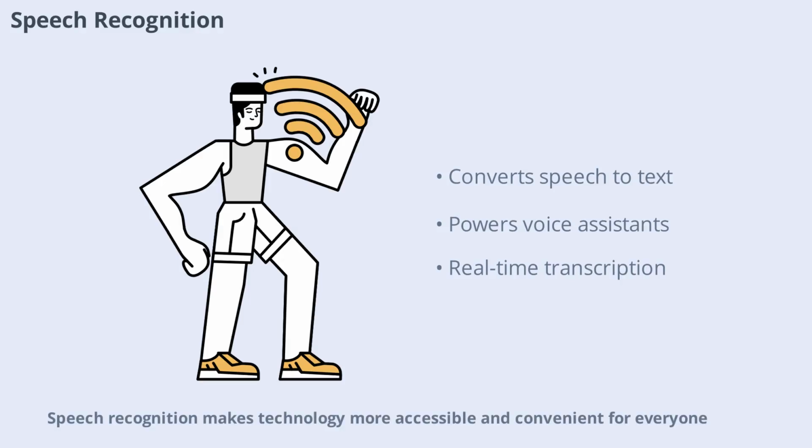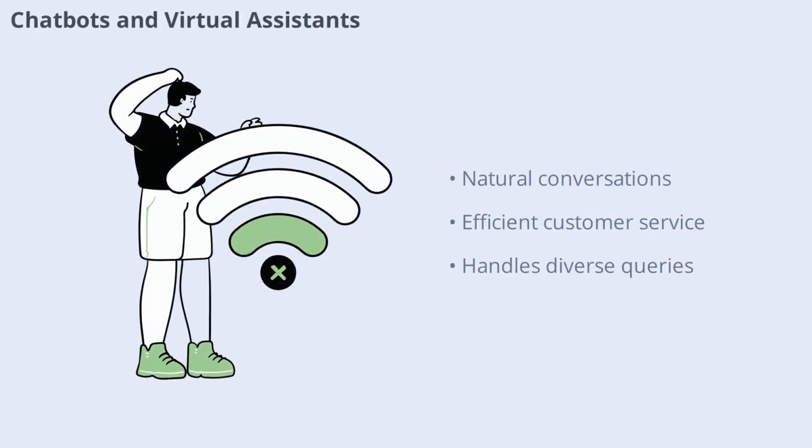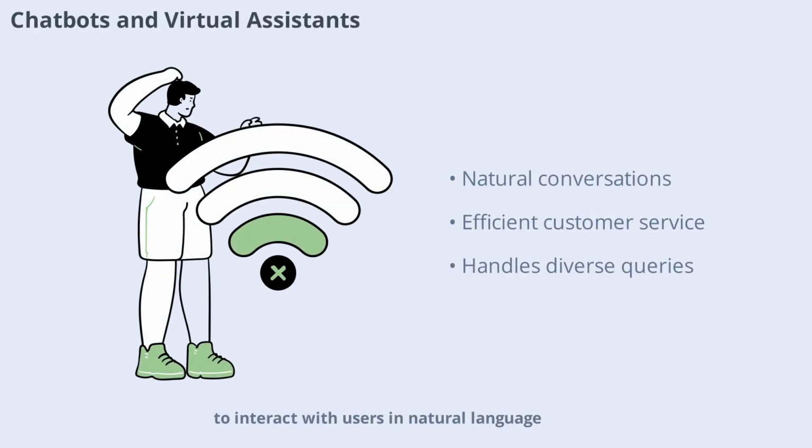Speech recognition makes technology more accessible and convenient for everyone. Chatbots and virtual assistants use NLP to interact with users in natural language. Whether you're asking about the weather or scheduling a meeting, these tools understand your requests and provide helpful responses. NLP enables chatbots to handle a wide range of queries, making customer service faster and more efficient. As NLP technology advances, these assistants become even smarter and more conversational.